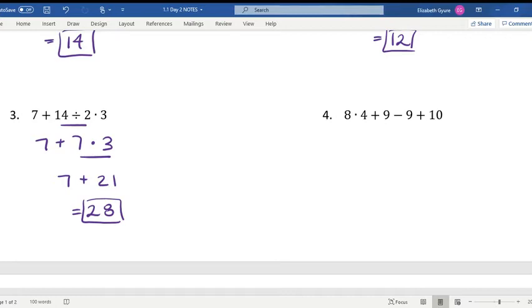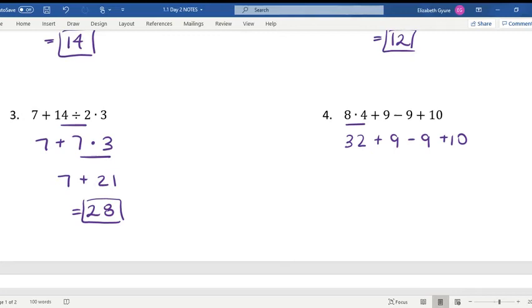Number 4, 8 times 4 plus 9 minus 9 plus 10. Any parentheses? Any exponents? Any multiplication and division? Yeah, always go from left to right. So Jake, what do you think we're going to do first? 8 times 4, which is 32. So 32 plus 9 minus 9 plus 10. I'm just dropping the rest of that down there. So we're done with our multiplication and division.